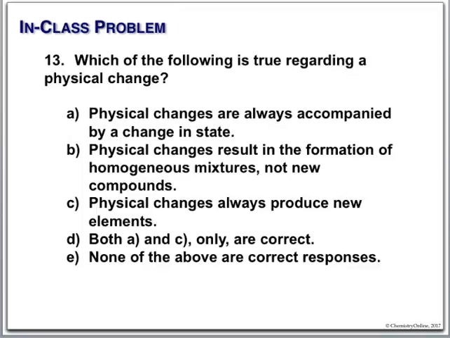All right, remember we talked about changes. Physical changes and chemical changes. A physical change simply is a change in what something looks like. It's some physical property. A chemical change, you're going from one substance to another. So, which of these would be descriptive of a physical change?